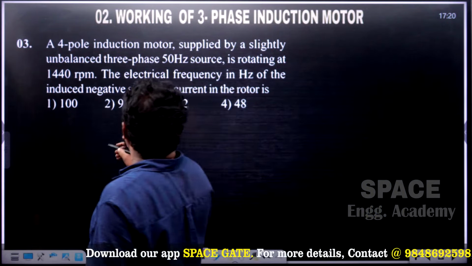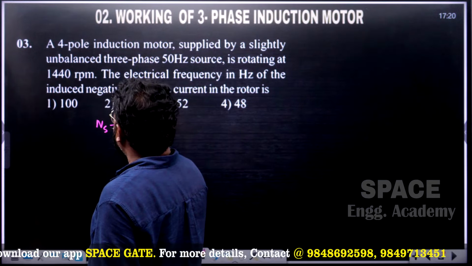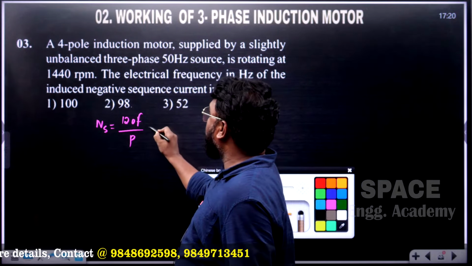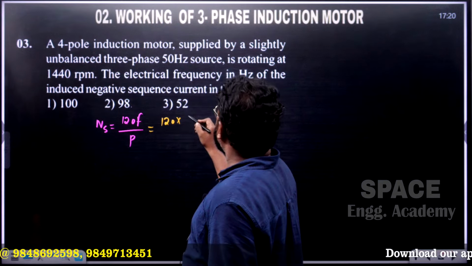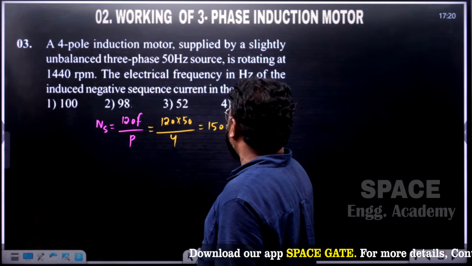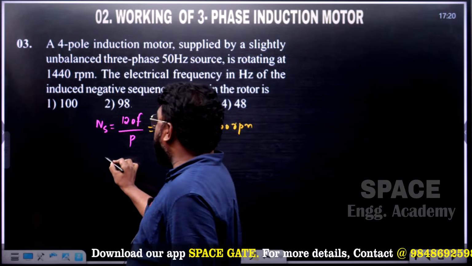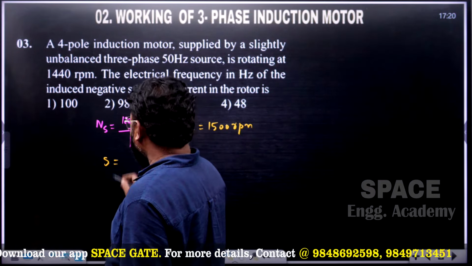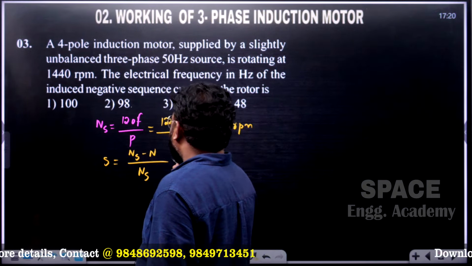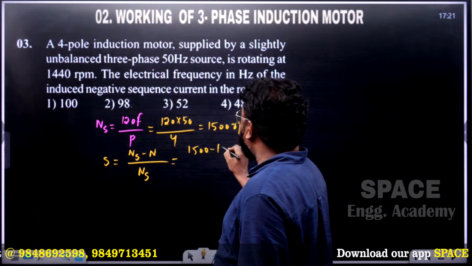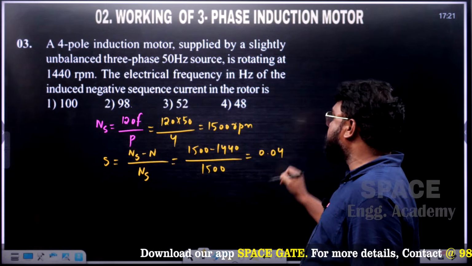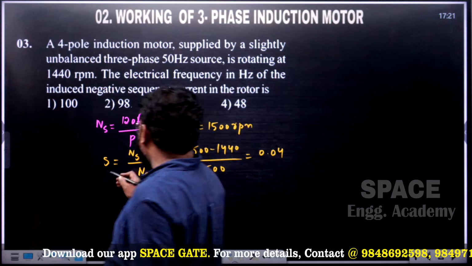So first, let us calculate the synchronous speed of the motor. Ns is equal to 120 f by P. So 120 times the 50 Hz frequency, divided by the number of poles, 4, equals 1500 RPM. And let us calculate the slip. S is equal to (Ns minus N) divided by Ns. So 1500 minus 1440 RPM, divided by 1500, equals 0.04 per unit slip of the motor.